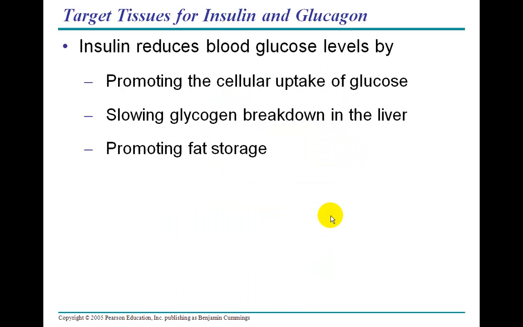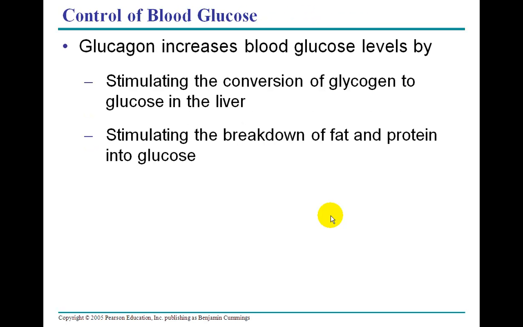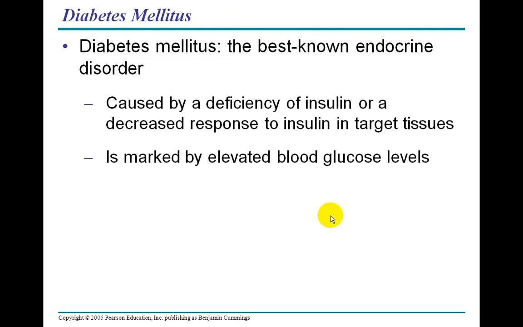Insulin reduces blood glucose levels by promoting the cellular uptake of glucose, storing it as glycogen, slowing glycogen breakdown in the liver, and promoting fat storage. Glucagon increases blood glucose levels by stimulating the conversion of glycogen to glucose in the liver, and then it gets released into the bloodstream. Two diseases that we want to think about.